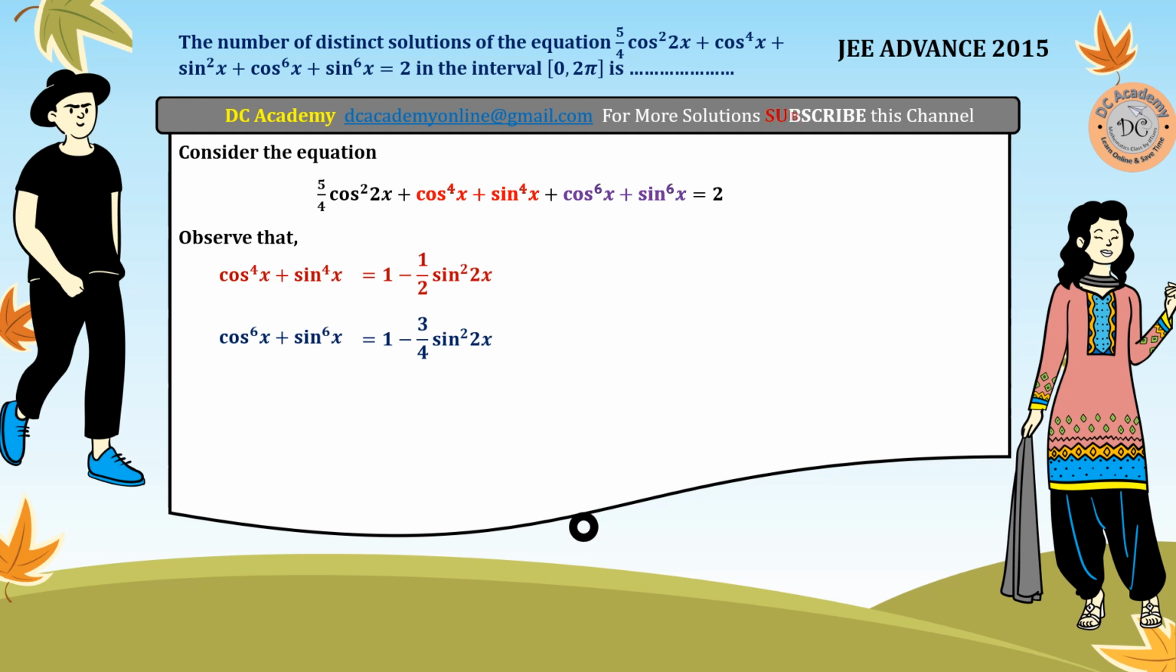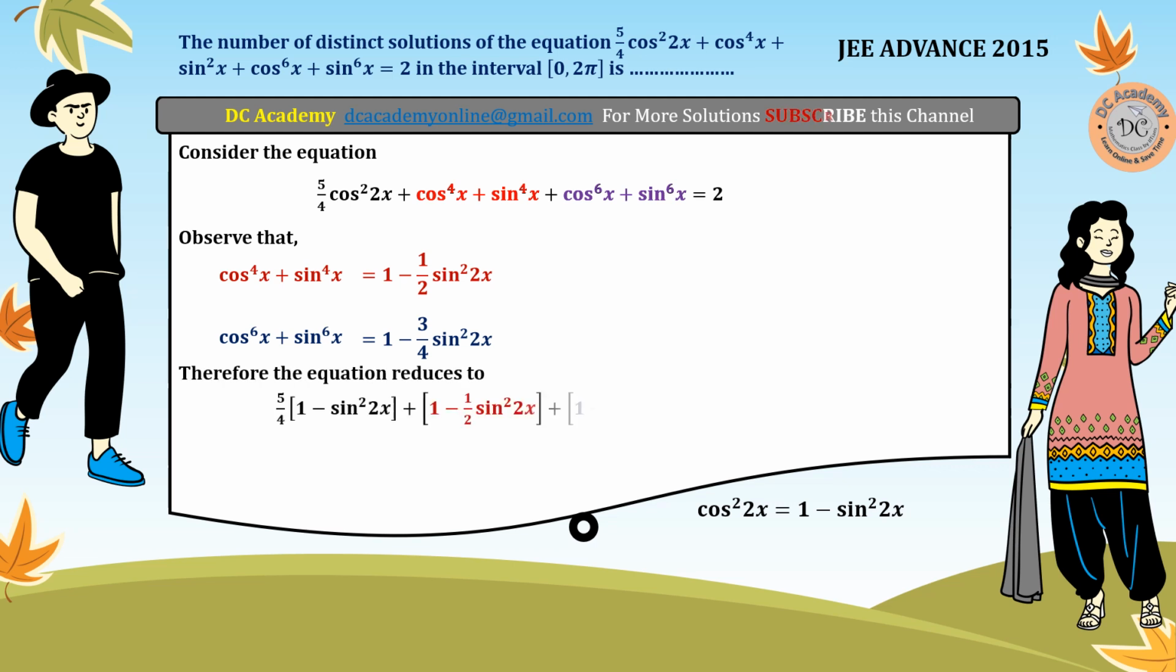Now, cos square 2x also can be written as 1 minus sine square 2x, the first term. So therefore, the given equation can be reduced to the form of sine 2x. We can do some basic arithmetic calculation, and if we do, we can easily understand that it will be reduced to 5 by 4 minus 10 by 4 sine square 2x, and hence sine square 2x is equal to 1 by 2 and sine 2x is plus minus 1 by root 2.